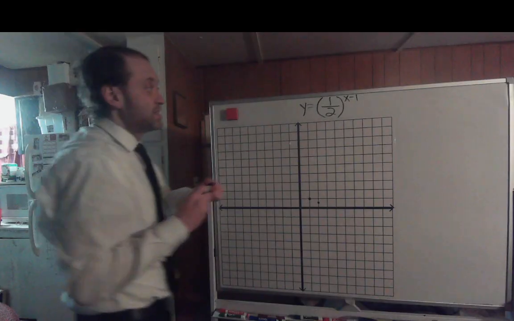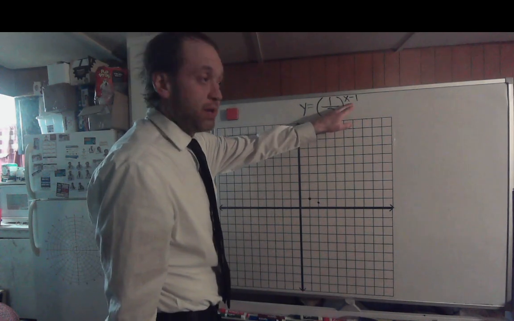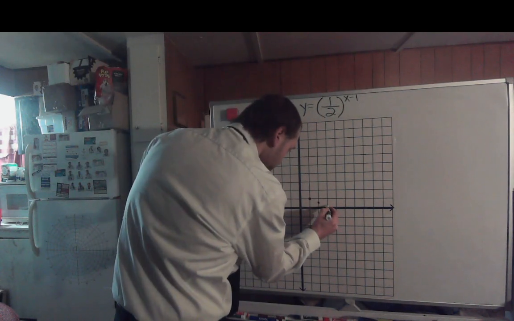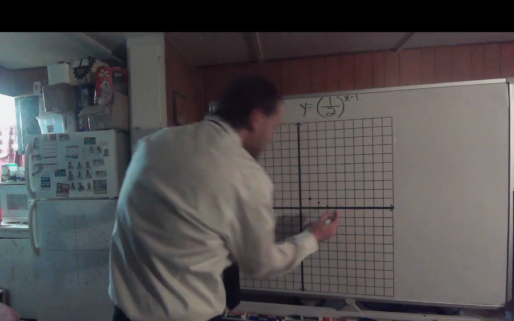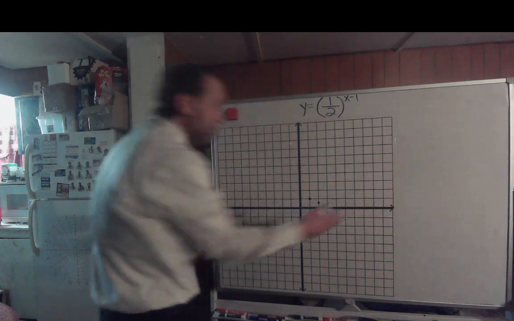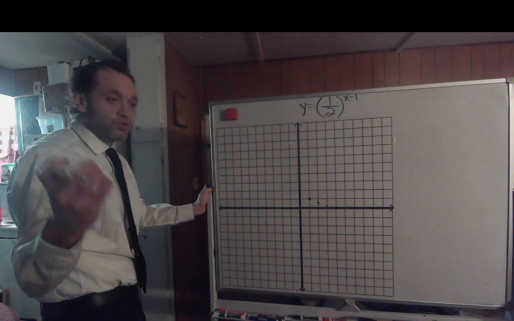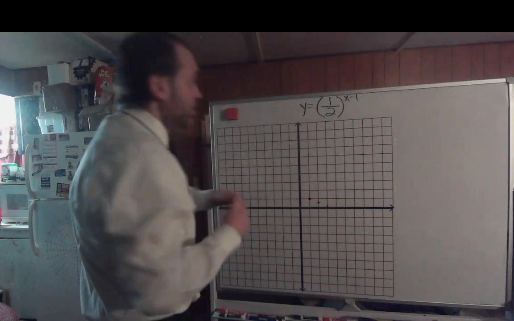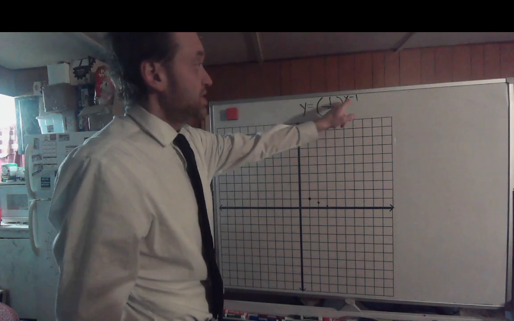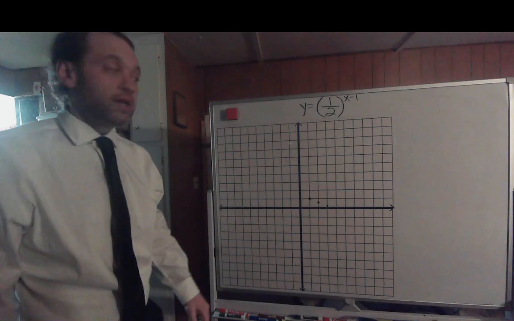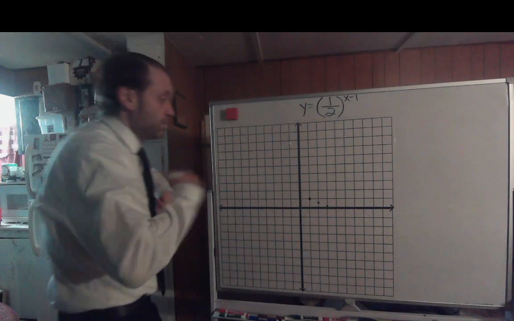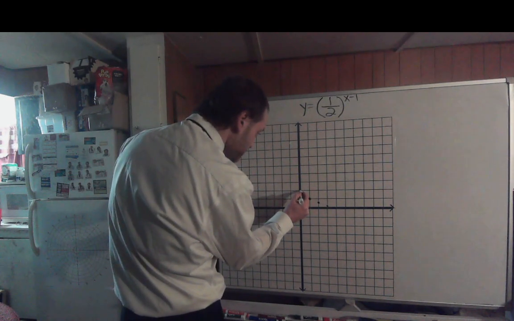Alright, so when x is 3, 3 minus 1 is 2. 1/2 to the second power is 1/4. So you get the point 3, 1/4, and you see it keeps getting infinitely smaller and closer to 0 without actually reaching it. Okay? Now, what about when x is 0? Well, 0 minus 1 is negative 1. 1/2 to the negative first power, that's the same as 2 to the first power. So you would get the point 0, 2.